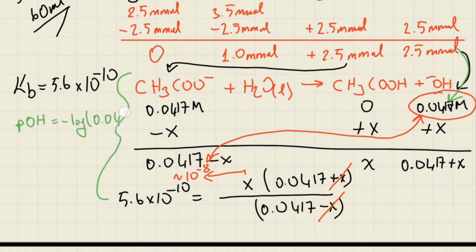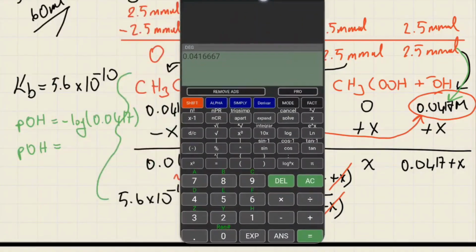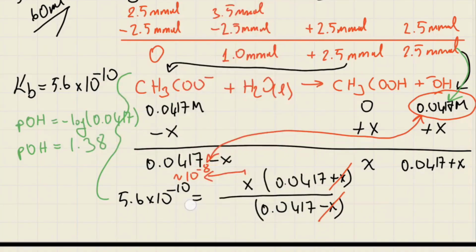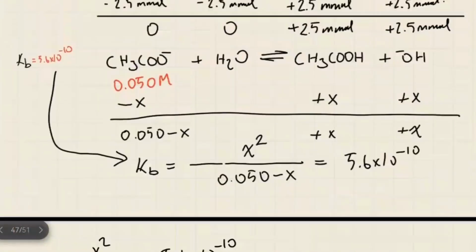So pOH is minus log 0.047, and the pOH probably will be equal to a pretty small number, 1.38. So pH will be equal to 12.22. So this is the pH of the solution.